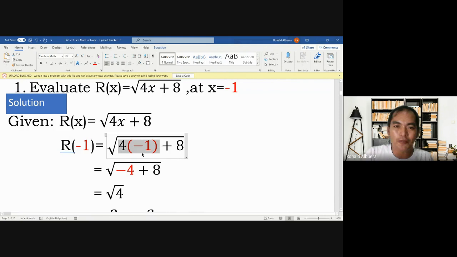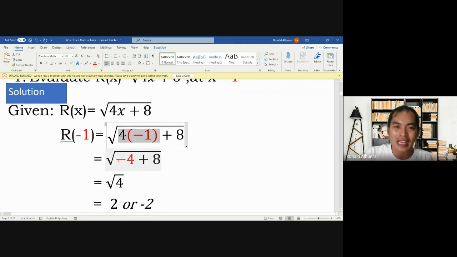So 4 times negative 1 is negative 4. Multiplying unlike sign is negative. So then plus 8, meaning kinokopya lang yung radical sign. Negative 4 plus 8. In addition, we have two rules, adding the same sign and adding unlike sign. So this is adding unlike sign. Adding unlike sign, you are going to subtract and then you are going to copy the sign of the bigger number in terms of its absolute value.